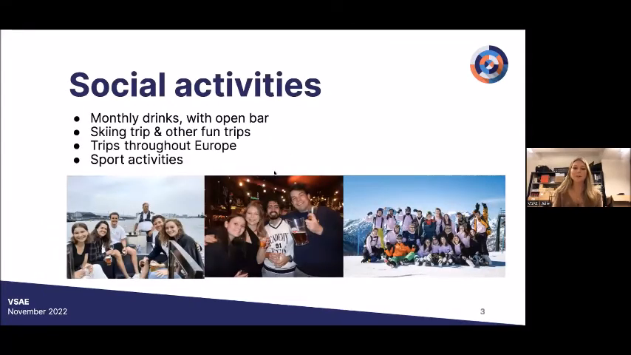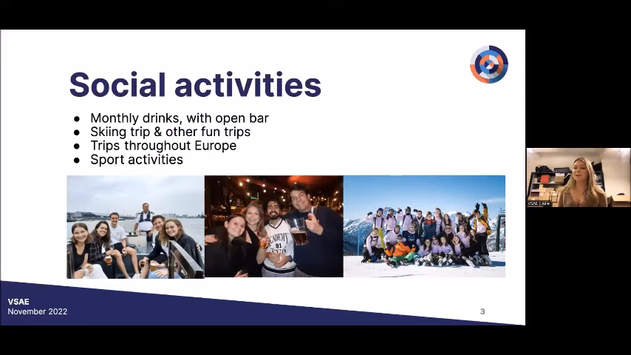So what kind of social activities do we organize? We have monthly drinks with an open bar, so that's very nice. You get free drinks all night long. And this is a great way for you to socialize and get to know some people outside of the lecture halls, because sometimes it can be hard to socialize during a lecture when you're paying attention. So this way, in a more relaxed setting, you will get to know a lot of students.